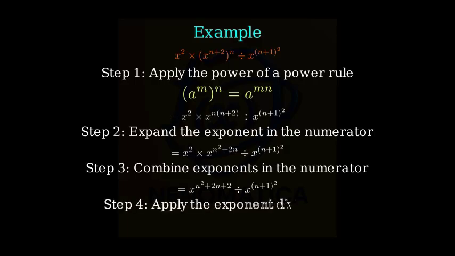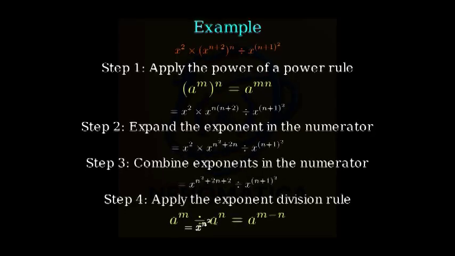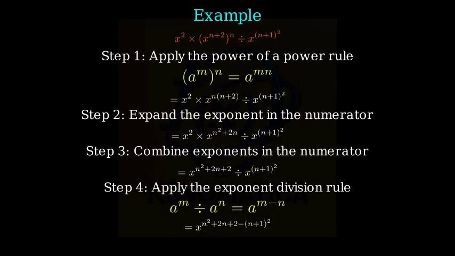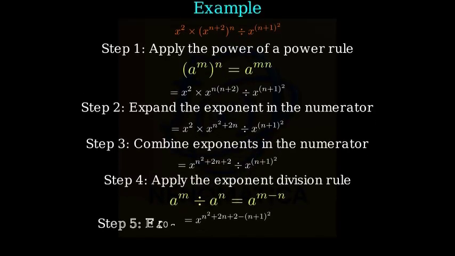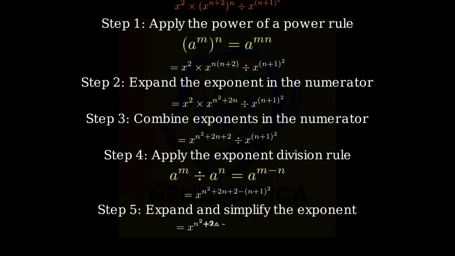Step 4. Now we can apply the division rule for exponents. When dividing powers with the same base, we subtract the exponents. So our expression becomes x raised to the power of n squared plus 2n plus 2 minus n plus 1 squared.